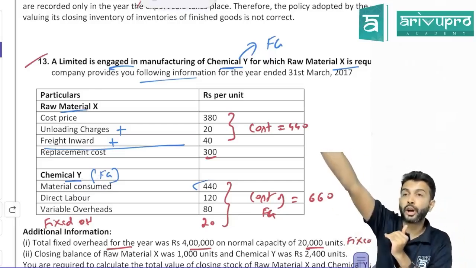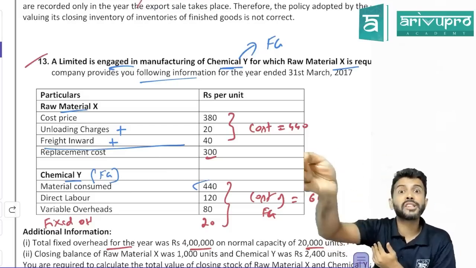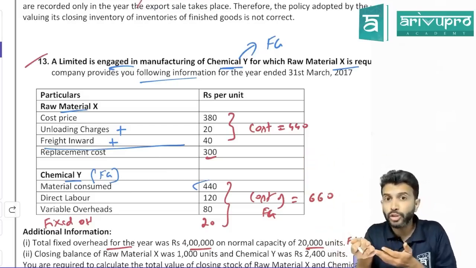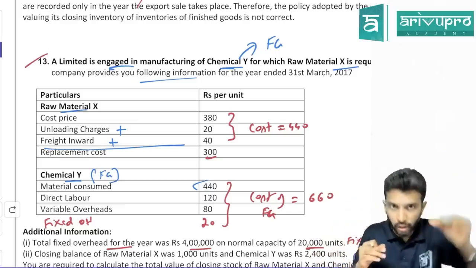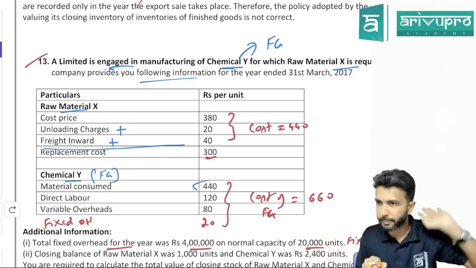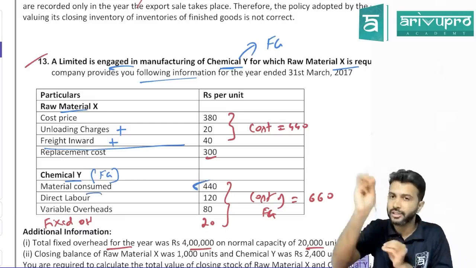Suppose they may give you that data also. They may give you opening stock of raw material, purchase of raw material, closing stock of raw material. Don't take purchase data and work it out. To produce the goods, we don't want purchase of raw material. We want raw material consumed. Always have to find out raw material consumed data. So here directly they have given raw material consumed. How much? 440. That is the consumption cost.